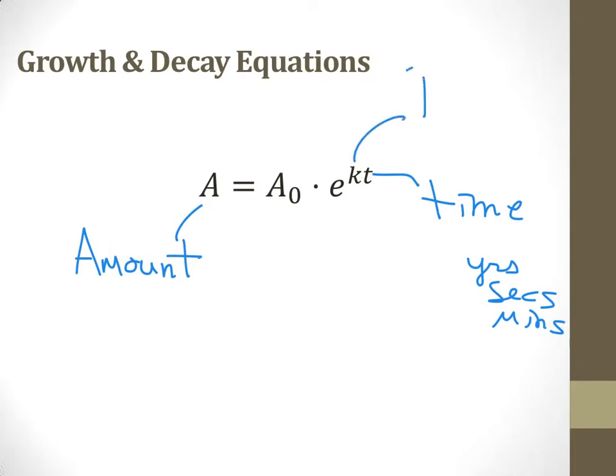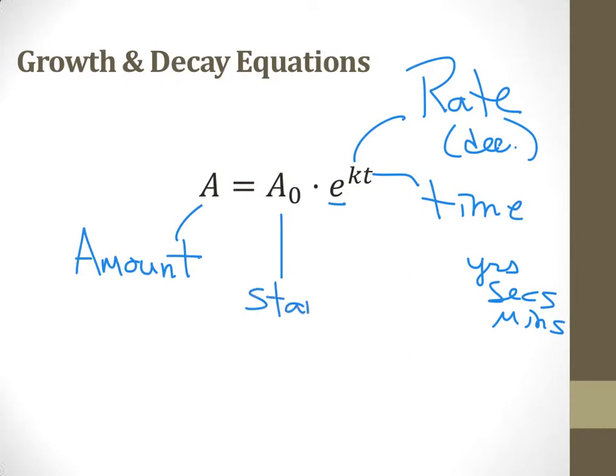K is the rate. Remember to convert that to a decimal. And e is just a number. And A naught is the starting amount, whatever it is that you're starting with. When we solve these kinds of problems, we've got 1, 2, 3, 4 variables. They're going to give us enough information to get 3 of those, and then we're going to solve for the other one.